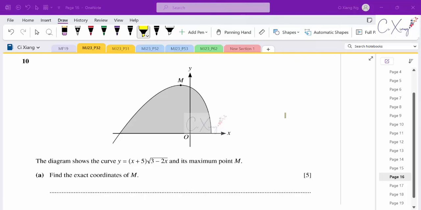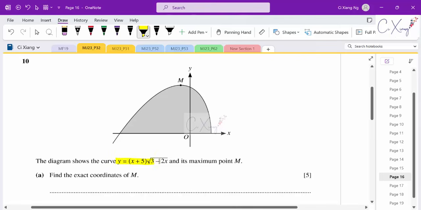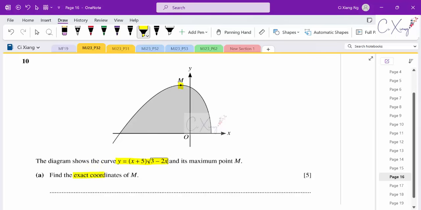Okay, so question number 10. We are given a diagram and it shows the curve and maximum point is the M. They want us to find the exact coordinate of the curve, so highlight the keyword exact. Exact means that your final answer later for the coordinate of M must be in either surd form or maybe pi form. It cannot be a very long decimal number.